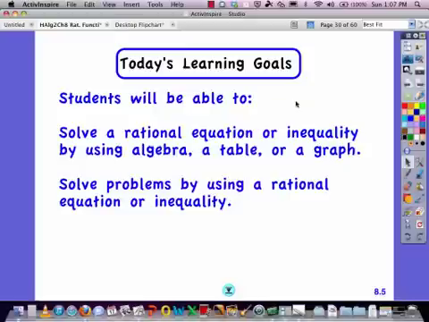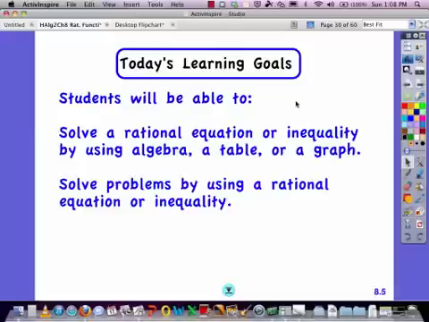Today we're dealing with lesson 8.5, and you can see rational equations or inequalities. So we're going to still have those same polynomial fraction looks. So they have to be rational. Anything that's rational is a fraction, but they're going to be in that polynomial look. So binomials and trinomials in the numerator and denominators.